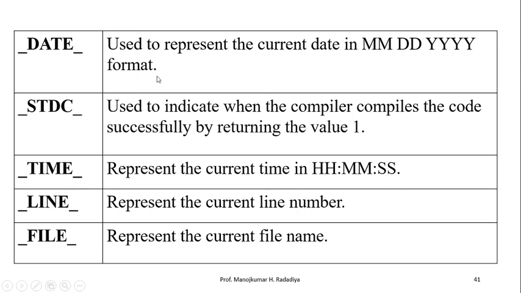MMDDYYYY format. Second one is __STDC__. It is used to indicate that when a compiler compiles the code successfully, it returns the value 1. __TIME__ represents the current time in hour, minute and second format, separated with a colon. __LINE__ represents the current line number. __FILE__ represents the current file name.